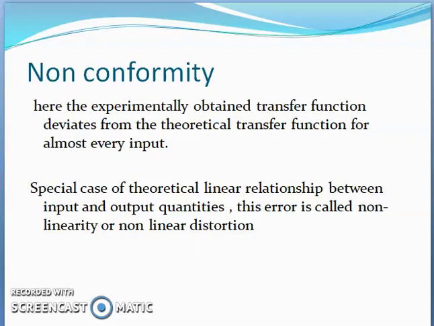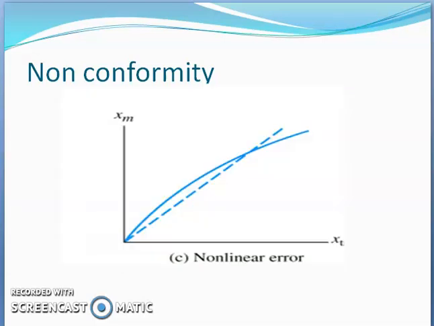Now coming to the non-conformity error, here the experimentally obtained transfer function deviates from the theoretical transfer function for almost every input. It is a special case of a theoretical linear relationship between the input and output characteristics. This error is called non-linearity or non-linear distortion.